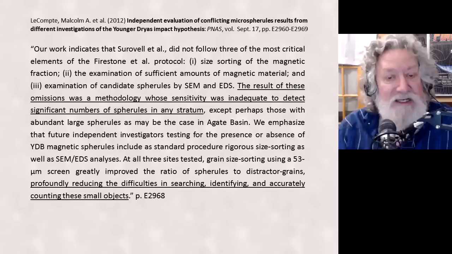So here you have the Firestone team. They used all of these particular protocols that we just described in detail. Here comes the Surovell team, who claimed that they used the same protocols, but it turns out they didn't. And there was one more important fact that we didn't get into here, and that is that where they extracted their samples deviated considerably from the sites where Firestone and his team extracted their samples.